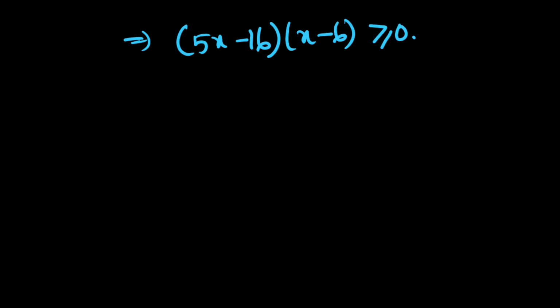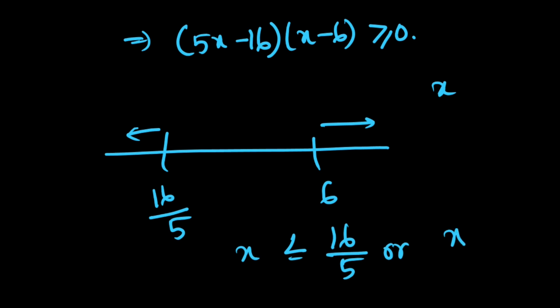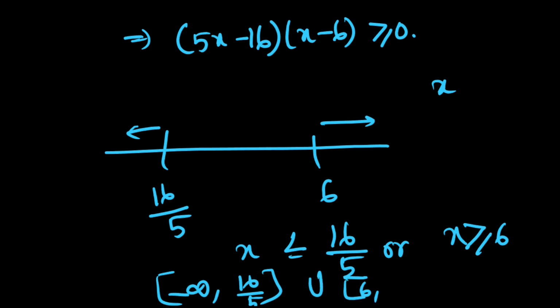Therefore we want to find the value of x from here. So we break this: suppose x is 16 by 5, and x is 6. These two values are the critical values of this function. So when this is greater than or equal to 0, the values lie on this side or this side. That means x is less than or equal to 16 by 5 or x is greater than or equal to 6. Therefore, the domain of this function is minus infinity to 16 by 5 union 6 to infinity.